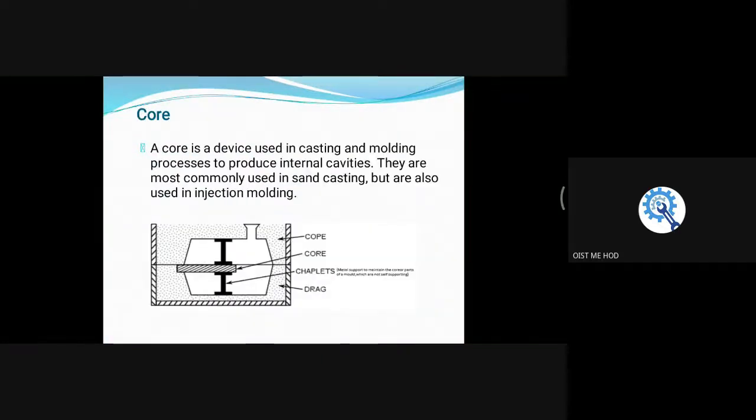इसका कोर, कोर में बस इतना समझना है, suppose if you want to cast a hammer, in hammer there for putting the handle you need a hole and that is called core. तो core में क्या होता है, suppose if you are going to cast a hammer, if you want to make a hole, at that time you need a core. That means a core is a device used in casting and molding process to produce internal cavity. They are most commonly used in sand casting but are also used in injection molding.